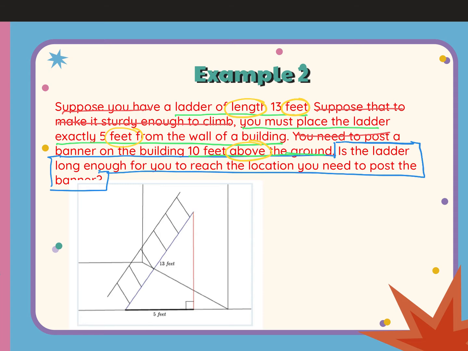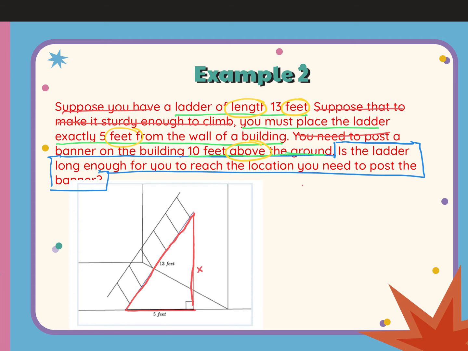So for this example, we actually have the picture drawn for us. So we have our right triangle. We see that our base is 5 feet from the wall. So this red line is representing the wall. We see that our ladder is 13 feet. We need to figure out what this side length is here.